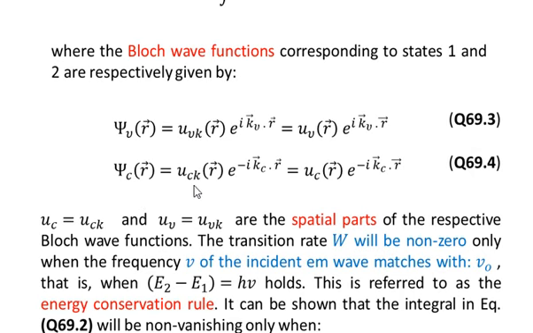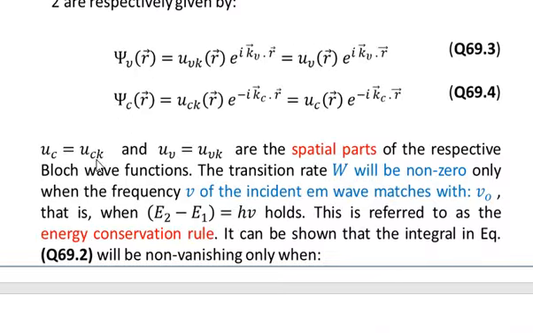a function of r is equal to uck as a function of r multiplied by e to the power minus iota kc dot r. Notice that there is a negative sign when we are writing the wave function for the conduction band, and there is a positive sign when we are writing the wave function for the valence band. And here again we are representing the spatial part uck simply by uc as a function of r, and then of course the phase term e to the power minus iota kc dot r. So we have expressed the Bloch wave functions for the two states, that for the state 1 in the valence band and for the state 2 in the conduction band.